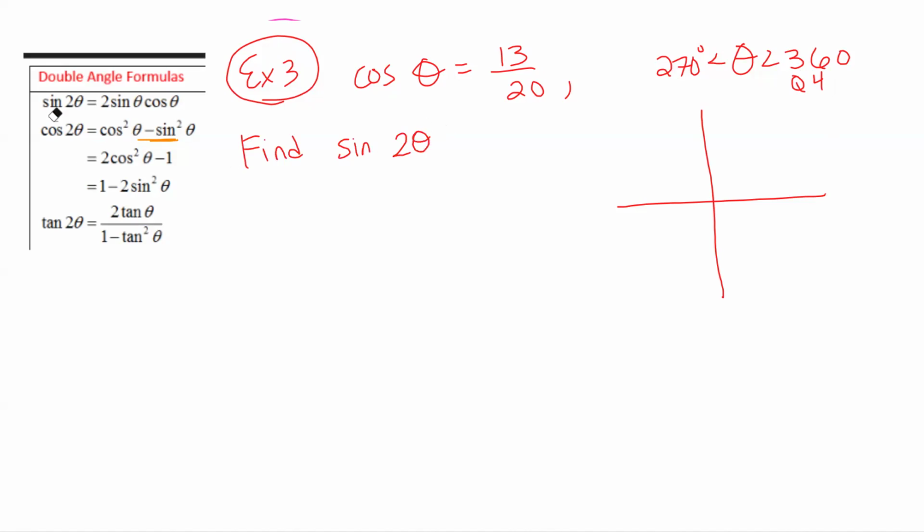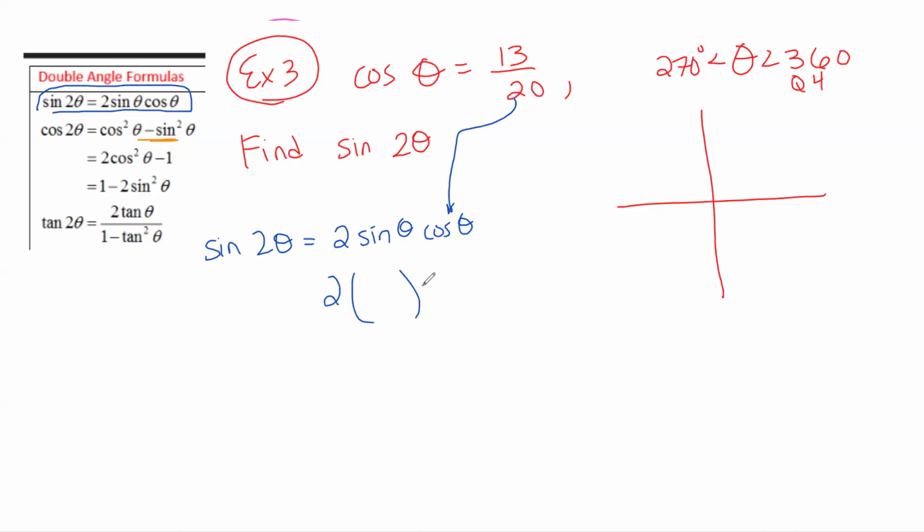So if you come to our formulas, we only have one choice for this. We must do this one. So sine of 2 theta is 2 sine theta cos theta. We have cos theta. So this is going to be 2 times something times 13/20. We need to get sine theta.